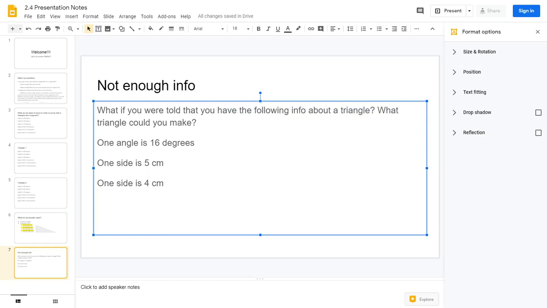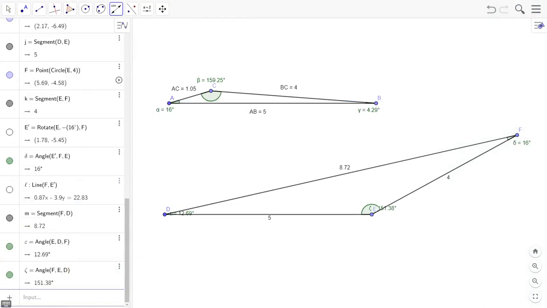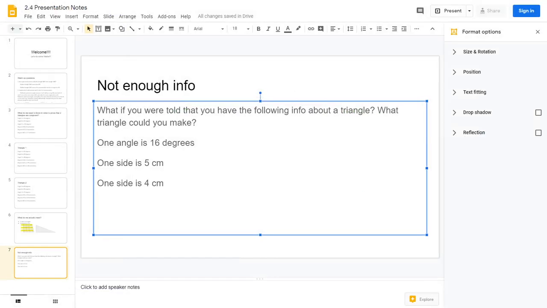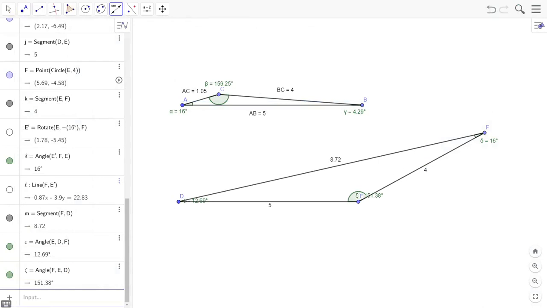So if you made a triangle with this information, you could have gotten a couple different triangles, a couple different options. I'm thinking that you may have gotten something like this, or something like this. If we go back to the information we were given, one side is 5 centimeters, one side is 4 centimeters. In this triangle, we also have a 5 centimeter side and a 4 centimeter side.